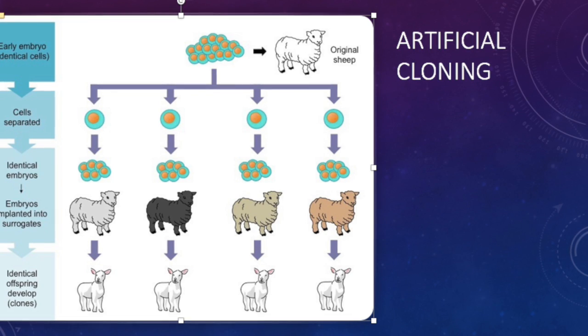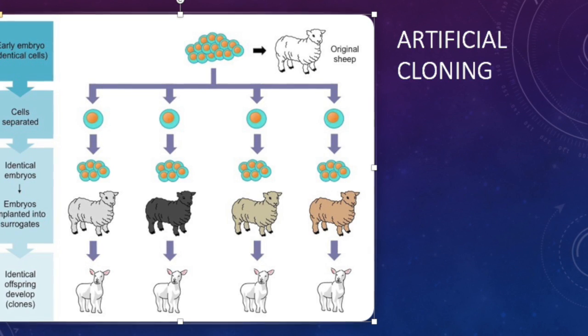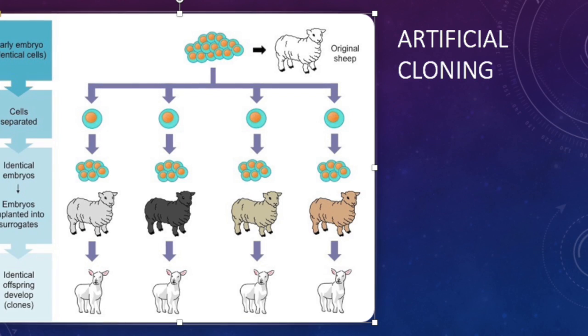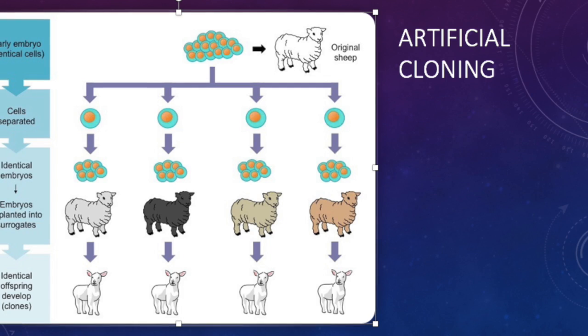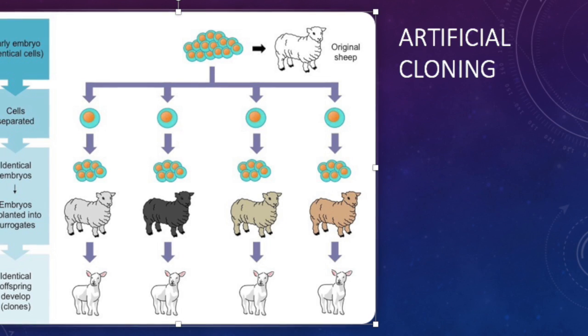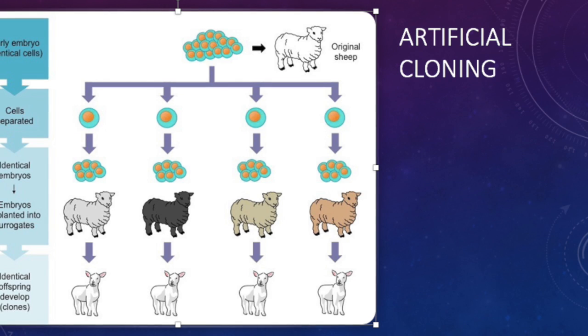A second and more reliable method of artificial cloning involves somatic cell nuclear transfer. This involves replacing the haploid nucleus of an unfertilized egg with a diploid nucleus from an adult donor. The advantage of this technique is that it is known what traits the clones will develop.